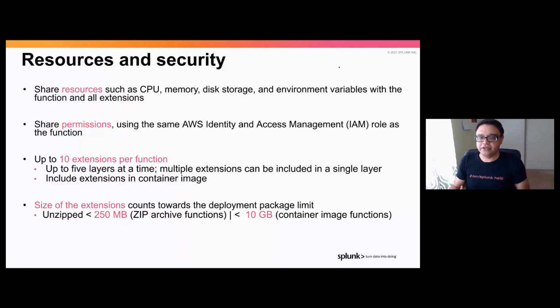Now, how do we package extensions? It can be packaged, as Ashneet was mentioning. You can run functions as a container image. You can build image functions. You can include extensions within the container image.